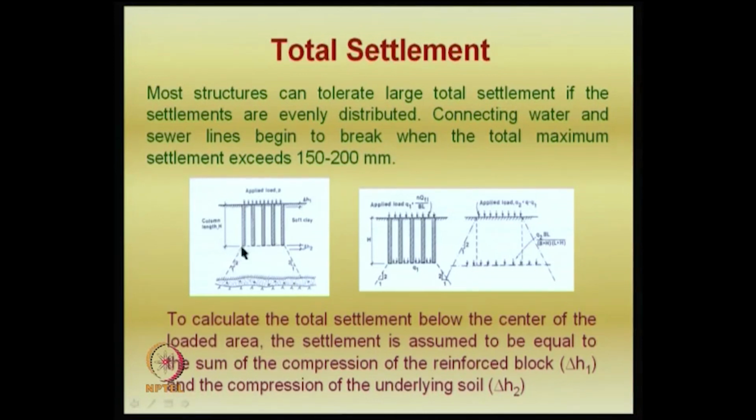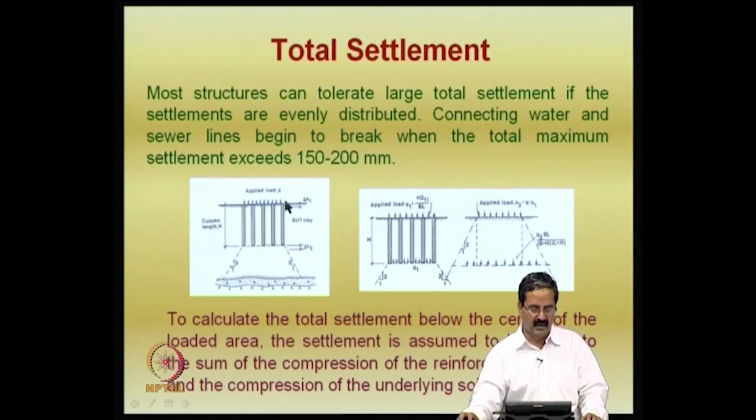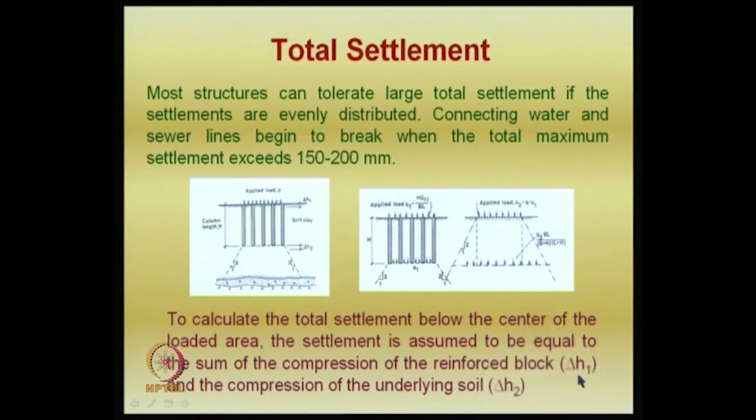We have to calculate. We know the depth of pressure bulb concept, that beyond a certain depth loads may not come. So if the loads are not coming here, then there is no point. You do not need to extend the columns to the bottommost level. That is the point. So what we want to do is calculate the reinforced block settlement delta H1, and also the compression of the underlying soil. Because of the applied load, it has two components, delta H1 and delta H2, and you are trying to calculate that.